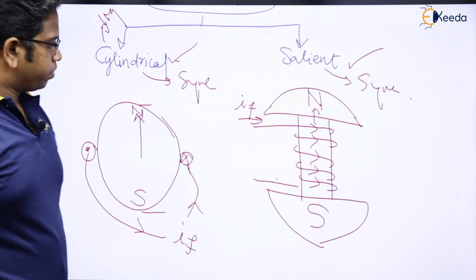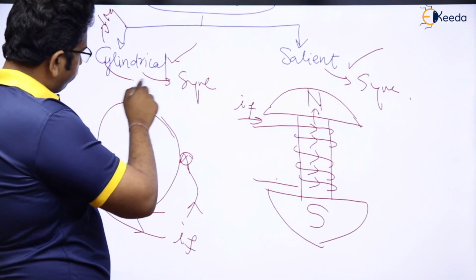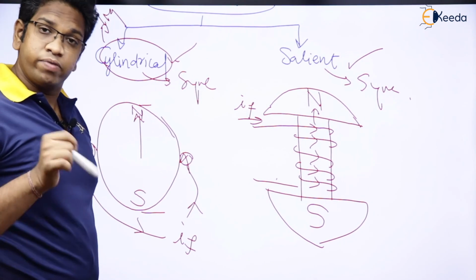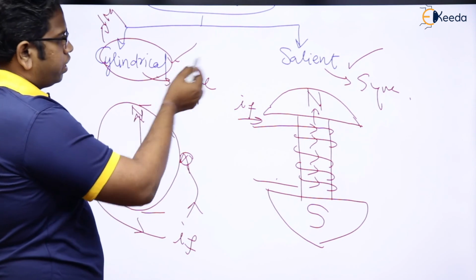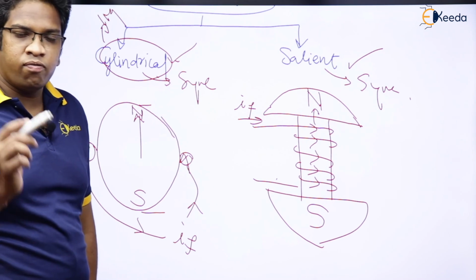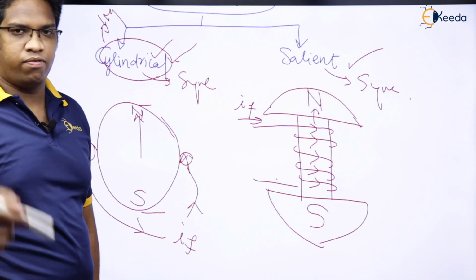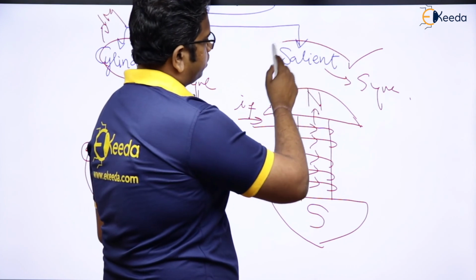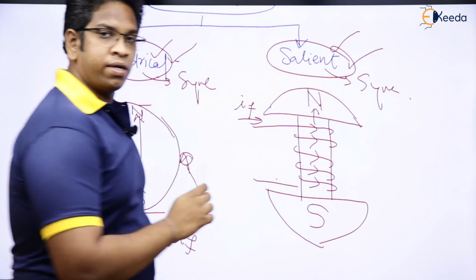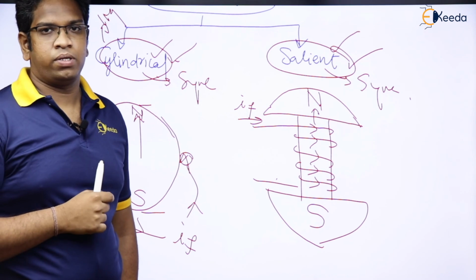So in case of induction motors, we only use cylindrical, whereas in synchronous machines, we use cylindrical as well as salient. In the immediate next sessions, we are going to talk about the cylindrical rotor, and after that we will talk about the salient rotor, and then at the end we will understand which rotor has to be applied where. Thank you.